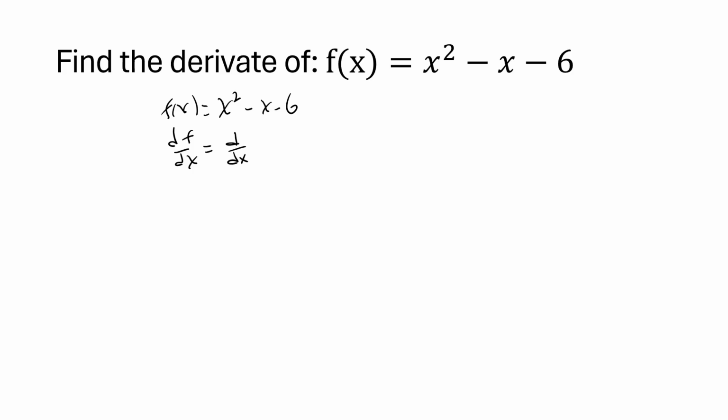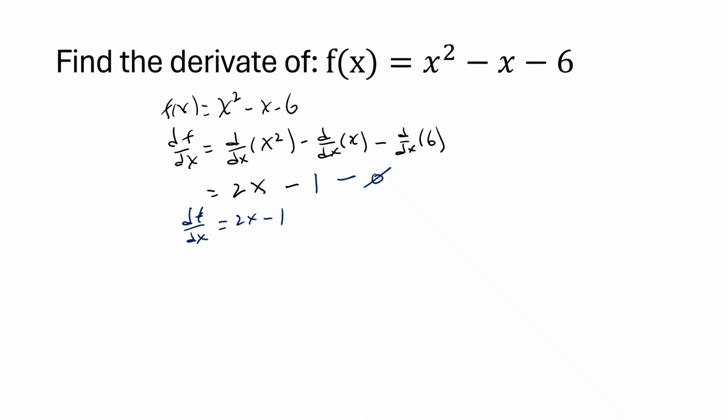So that's the derivative with respect to x of x squared minus x minus 6. I've just factored these out using the sum and difference rule, and then I'm going to take the derivative of these using the power rule. So the derivative of x squared is 2x, just taking the 2 out front and decrementing the exponent by 1. The derivative of x is 1, and then minus the derivative of a constant is 0. So f prime of x is equal to 2x minus 1.